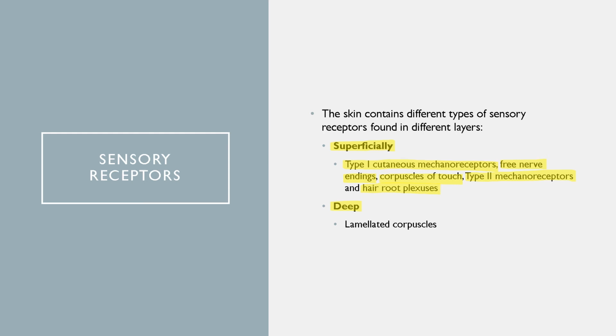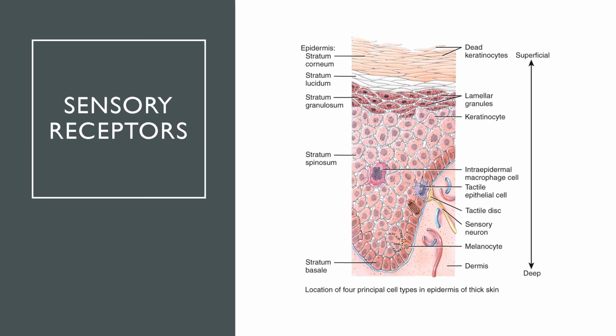Then deep to all of those are the lamellated corpuscles. These are also called Pacinian corpuscles, and these sense deep pressure and fast vibration. So here on this diagram, we can see where those tactile discs and those tactile epithelial cells are. Remember, those are those Merkel cells. And we can see where they are in relation to the dermis and the epidermis here. So we have the dermis, remember, down here, and the epidermis on these upper layers.